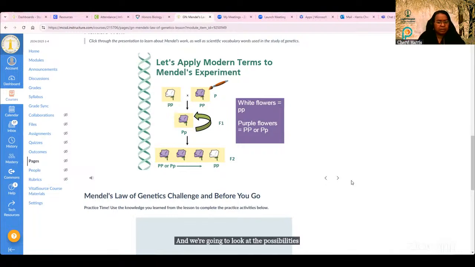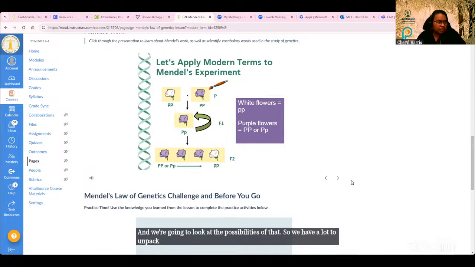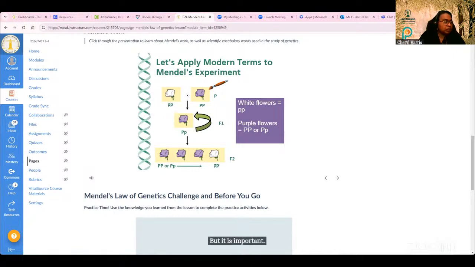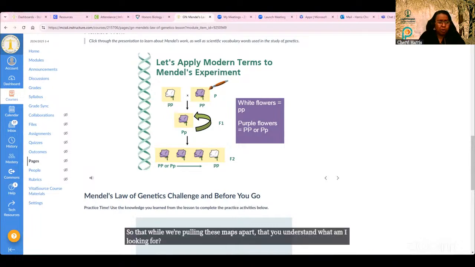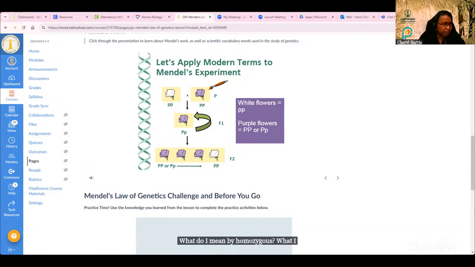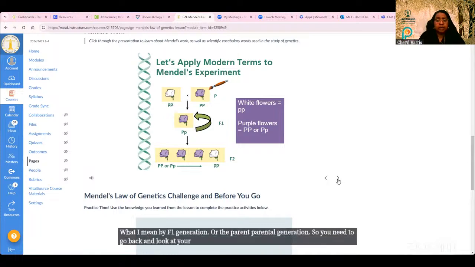So we have a lot to unpack with just doing this activity. We're going to spend quite a bit of time doing that, but it is important that you spend a little bit of time understanding the vocabulary so that while we're pulling these maps apart, you understand what am I looking for? What do I mean by homozygous? What do I mean by heterozygous? What do I mean by F1 generation or the parental generation? So you need to go back and look at your vocabulary in order to do these activities.